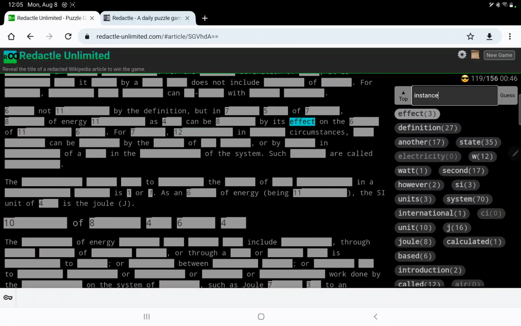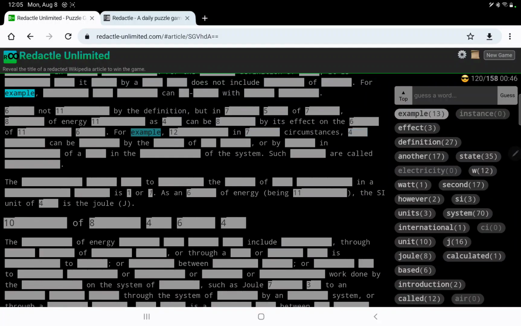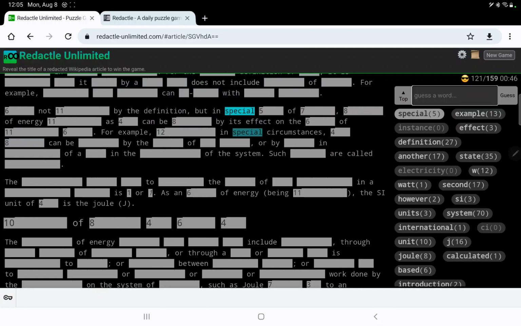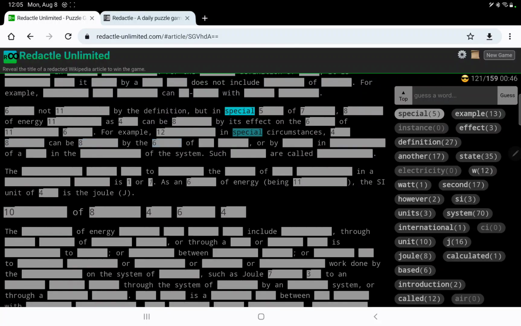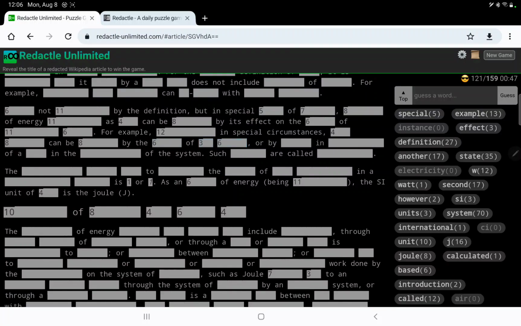For instance, no, that's too long. That's 8 letters. For, oh, example, of course. For example, 12 in 7 circumstances. In special, 12 in special circumstances, 4, 8 can be released. No, by the 6 of 3, 6, or by 6 and 11 of a 4 and the 12. Such somethings are called something else.